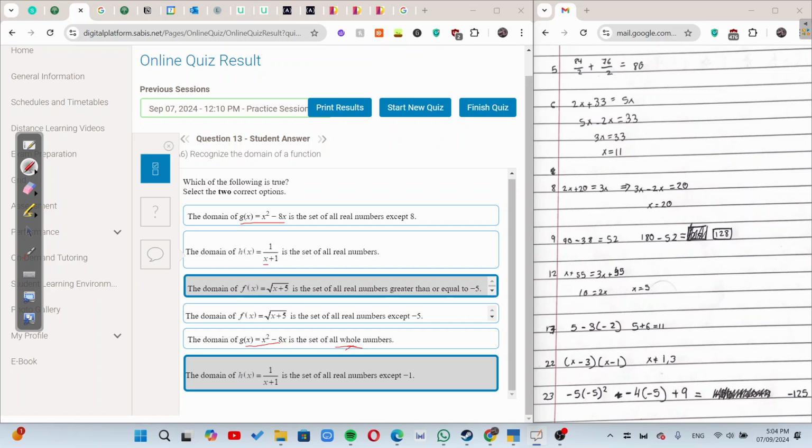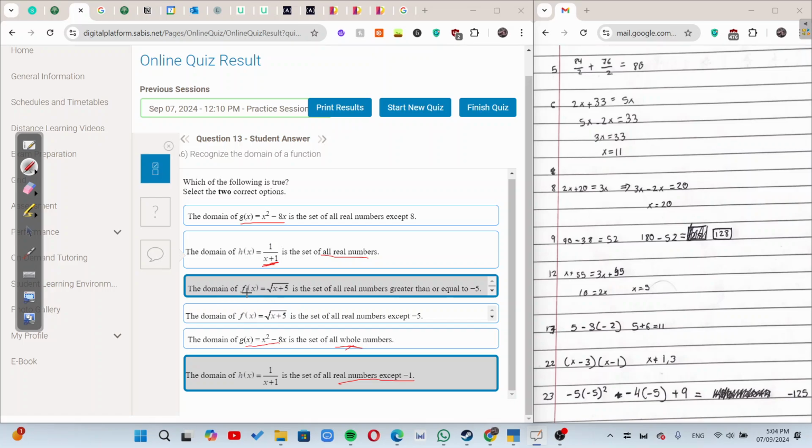So for this option, is it all real numbers? No, it's not. Because since this is in the denominator, it can never, never, never be 0. So anything that makes this answer 0 is wrong. So it's not all real numbers. It's all real numbers except -1. Why? Because -1 makes this denominator 0, and you can't have a 0 denominator.